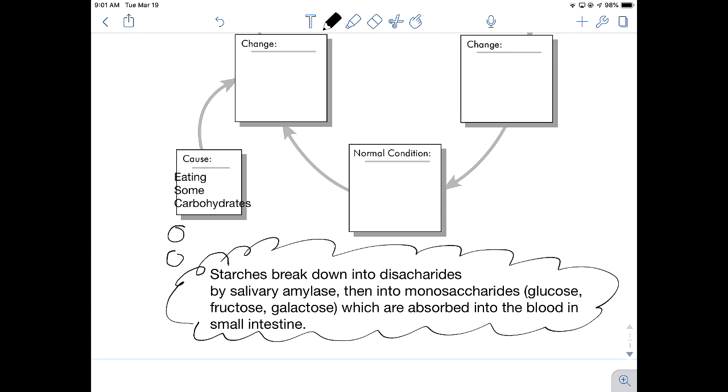So the blood sugar in this case is changing. So the change here is going to be that your blood sugar increases. And of course, this is an increase from your normal condition, which is regular blood sugar levels.